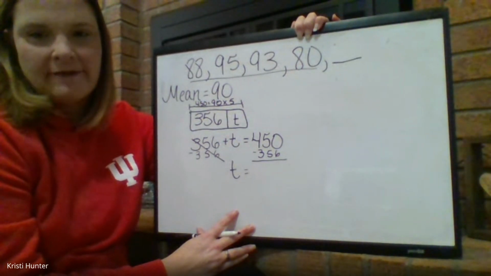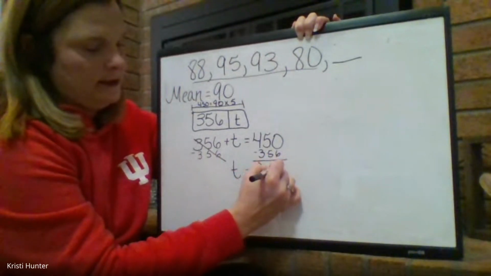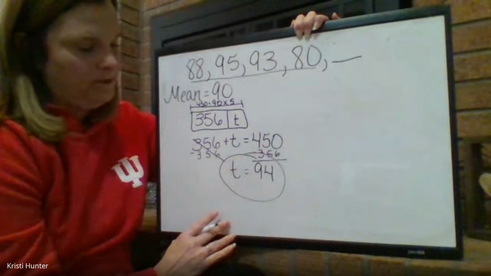What do you think it is, Ava? I got 94. Yeah, she got 94. Okay.